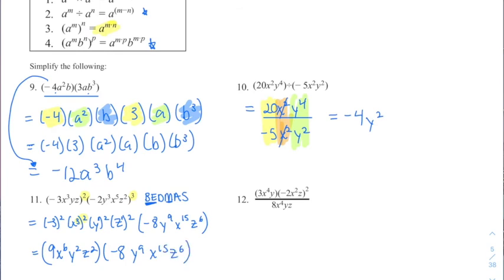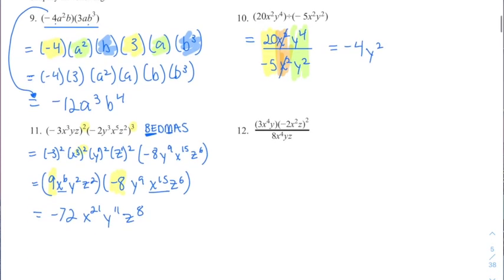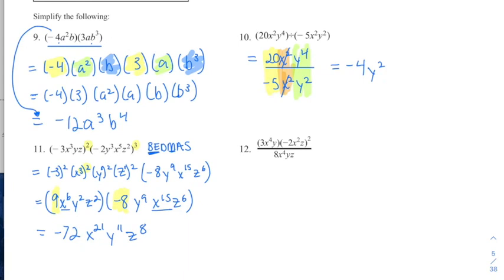So what I'm going to do here is I'm multiplying the coefficients together. I get negative 72, and then with all the other things, I can just add the exponents, x to the 21, y to the 11, z to the 8. Okay. All right, guys, last question.